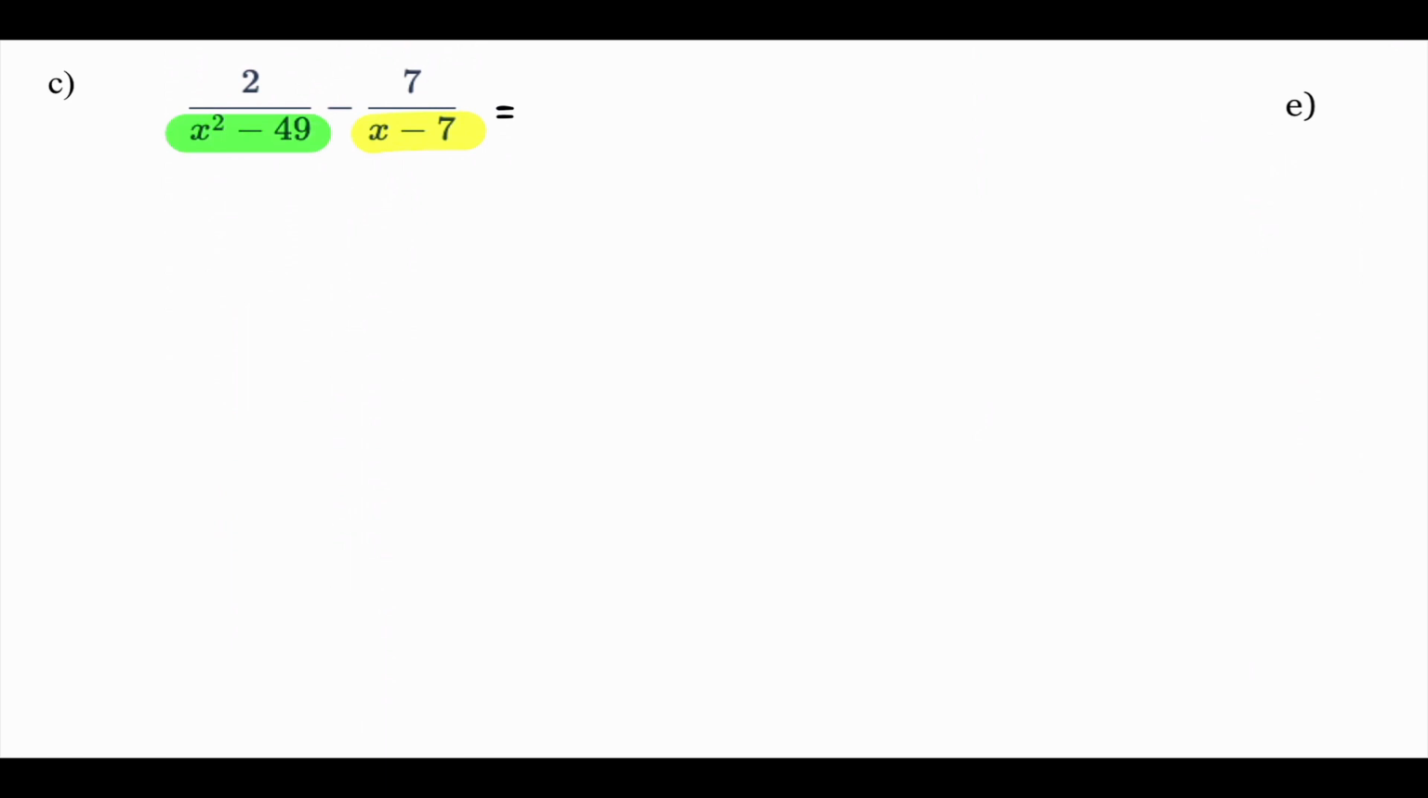Subtraction. Well, we're subtracting fractions, so we're going to use these steps. Factor the denominators. So factor the yellow and the green.